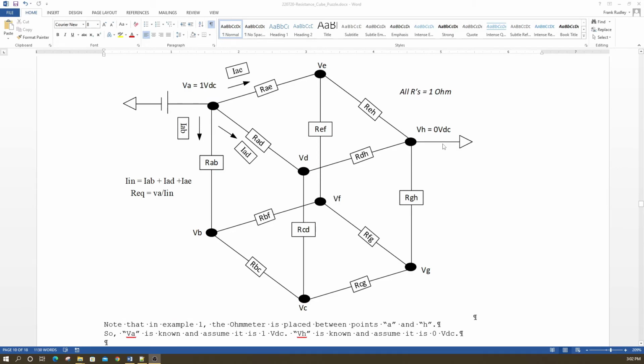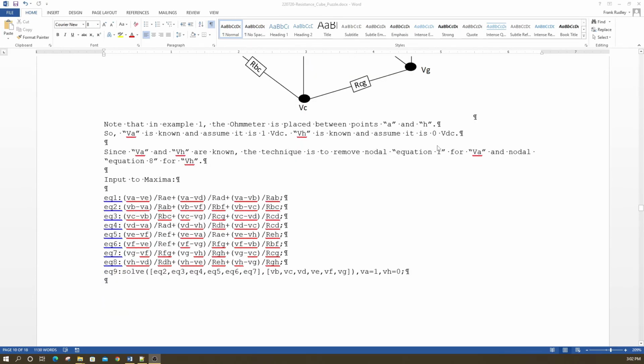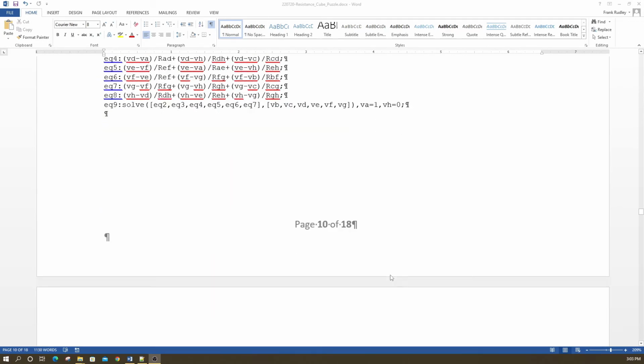So VA is known, and assume it is 1 volt DC, and VH is known, and assume it is 0 volts DC. So VH is like our ground. Since VA and VH are known, the technique is to remove Nodal Equation 1 for VA and Nodal Equation 8 for VH. So in Maxima, we still have the 8 equations, but in the solve, we took out equation 1 and we took out equation 8, and we set VA to 1 and VH to 0, saying that this is our voltmeter. So we'll try to solve that, and it takes Maxima quite some time.